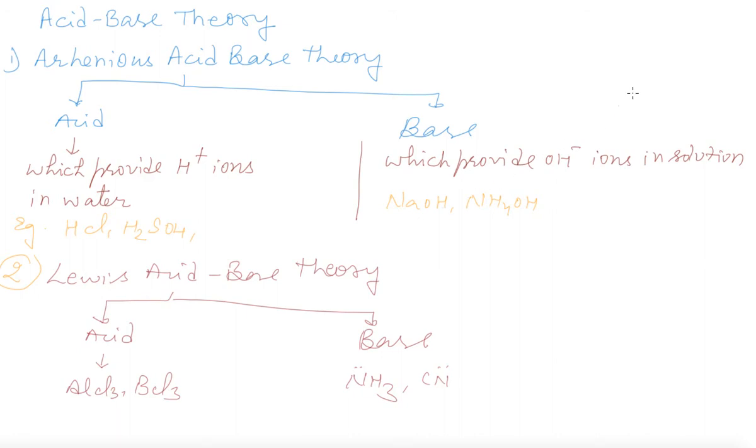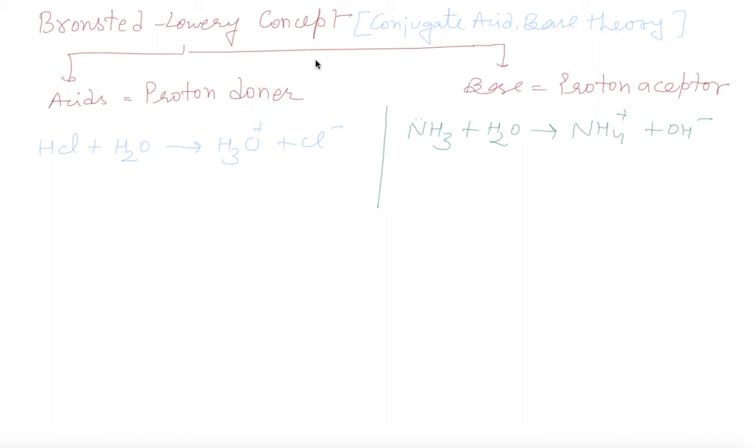The next theory is the Bronsted-Lowry concept. This is the conjugate acid-base theory. In this, acids are those which are proton donors, and bases are those which are proton acceptors. Look, when we react HCl with water, HCl is donating H plus and water is accepting that H plus. So water has accepted the proton.